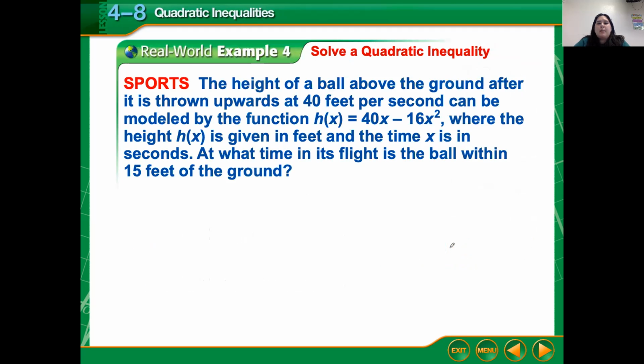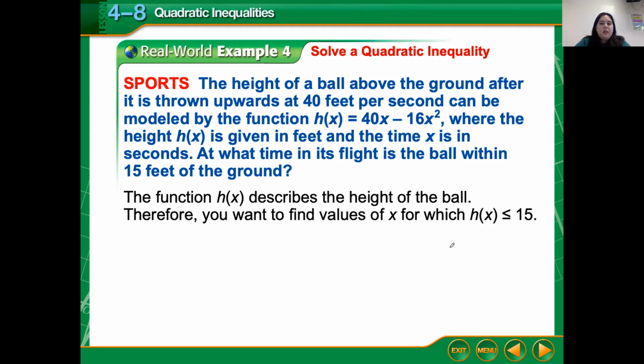All right, for our next example, we have a real world situation. The height of a ball above the ground after it is thrown upwards at 40 feet per second can be modeled by the function h of x equals 40x minus 16x squared, where the height h of x is given in feet and the time x is in seconds. At what time in its flight is the ball within 15 feet of the ground? So I want to know, when is it 15 or lower? So we're going to find the values for x for which h of x is less than or equal to 15.